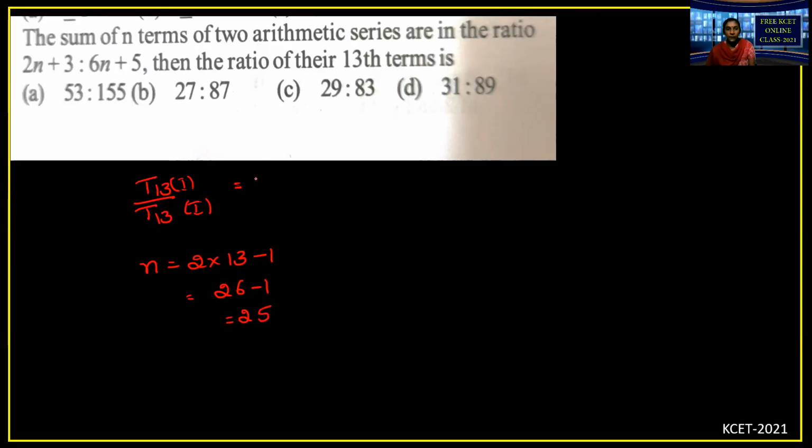Then the ratio of the 13th terms is 2 into the n value, 25, plus 3, divided by 6 into 25 plus 5. So 25 twos are 50, plus 3 is 53, divided by 6 into 25, 155. Option A is the correct answer.